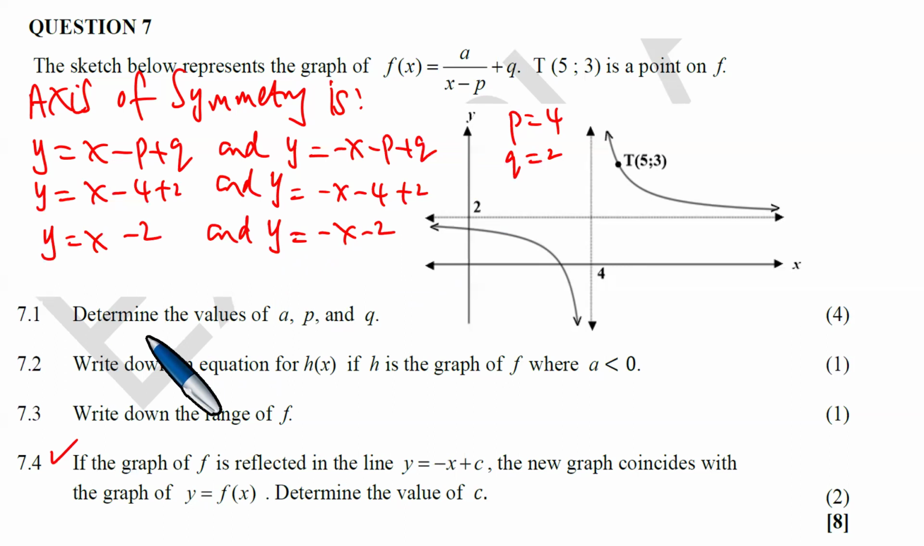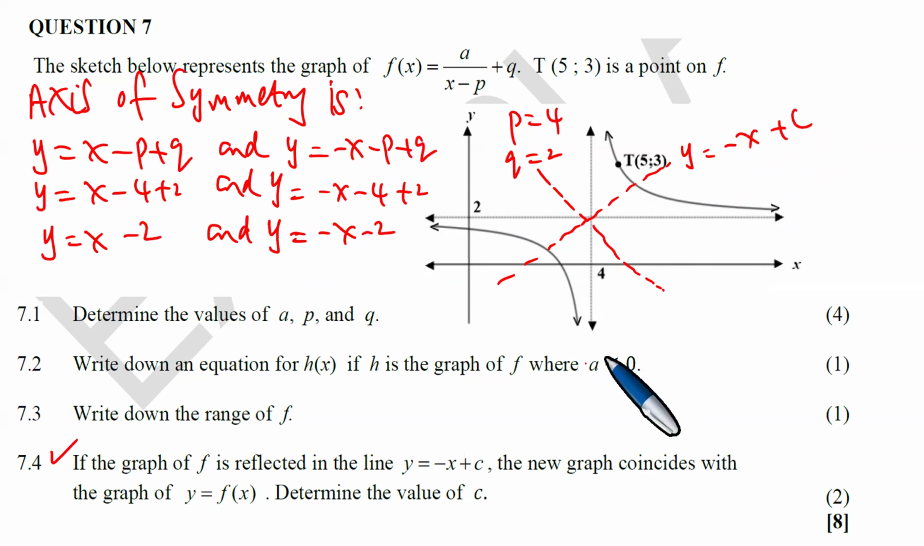There's something I need to bring into light here. There are two of them. One has a negative gradient and one has a positive gradient. This one is plus x plus c, and this one is minus x plus c because it's running down slope.